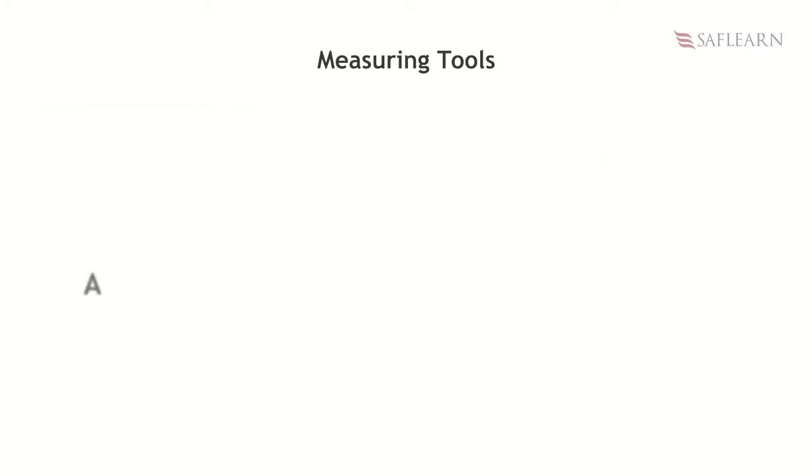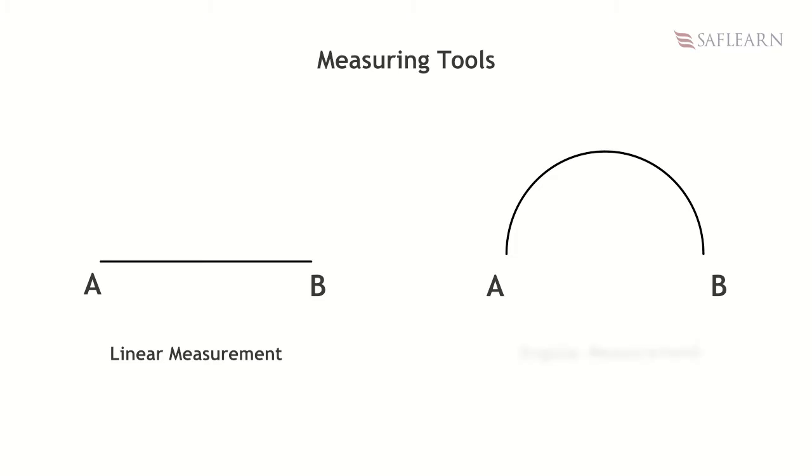This is line A, B. A linear measurement is when 2 points A and B to be measured are on a straight line, e.g., length, breadth, and height. On the other hand, angular measurement is when the line to be measured is not straight.